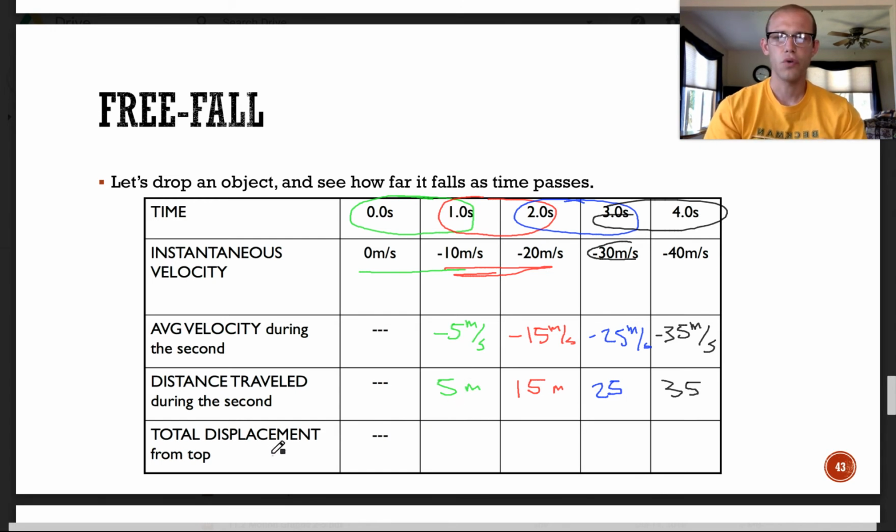Now let's find the total displacement from the top. So remember, we're starting at 0. Let's pretend we're starting at 0. So we first progressed 5 meters, but we're going downward, so I need to include the negative. Then we added 15 on top of that, so that will be negative 5 plus negative 15, which is negative 20. Now we add negative 25 on top of that, so that would be negative 45. And then we add 35 on top of that, which would be negative 80 meters.